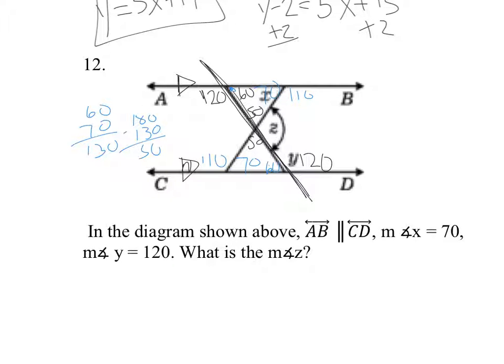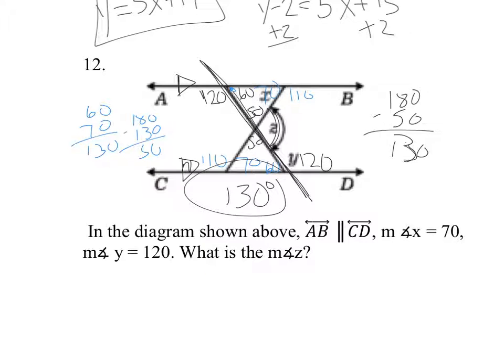How does that now help you get angle Z? Well, this angle and the 50s here are linear pairs. They're supplementary. So 180 minus 50 takes you right back to 130. So that's what you'd be getting there for Z. There's a few things you have to combine, but it's not that difficult to get to.